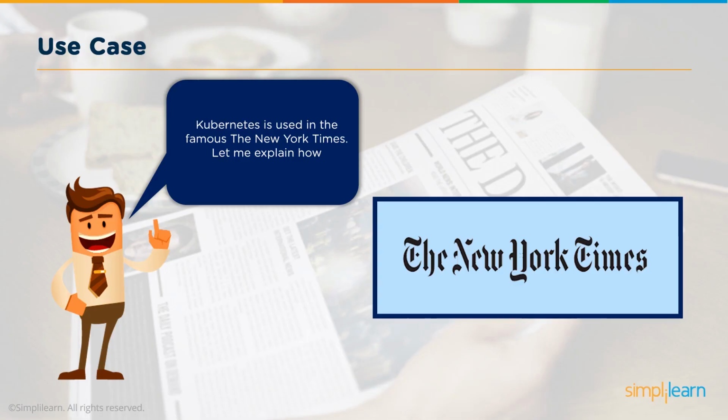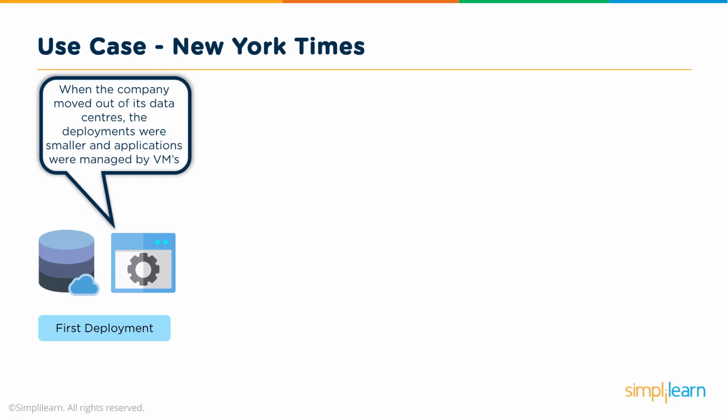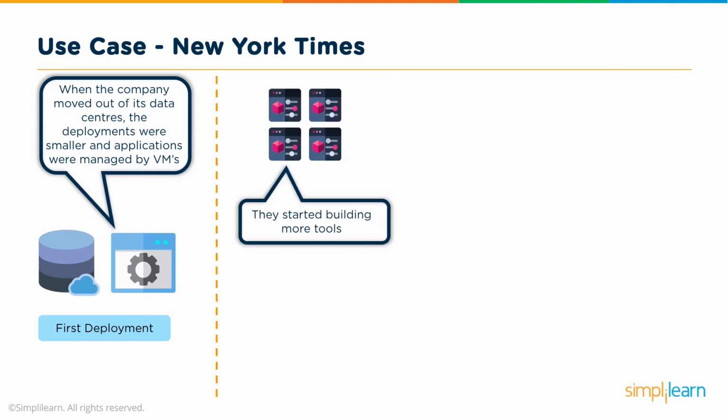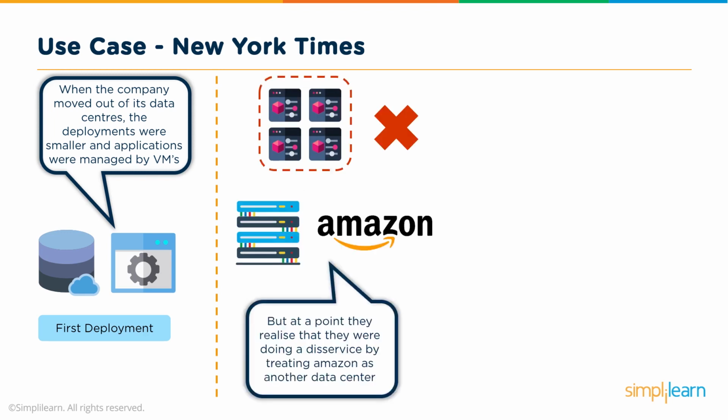So now let's have a look at a Kubernetes use case. In this example, we're going to look at the New York Times and how they use Kubernetes to solve a problem that their IT department was struggling with. When the New York Times started working out of their data centers, their deployments were small and the applications were managed across VMs. But as the New York Times became more of a digital company, they started building more digital solutions. At some point, they realized that they needed to embrace the cloud and move all their solutions to the cloud. However, their first step of using the cloud, and this is, I think, typical for a lot of companies, is that they treated the cloud-hosted provider in the same way as they would a data center.